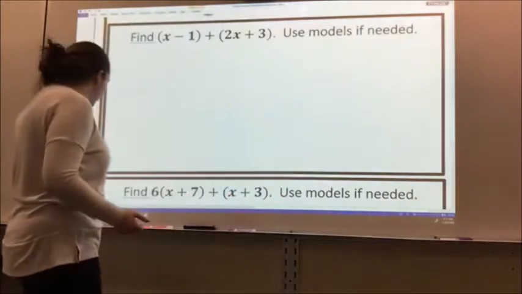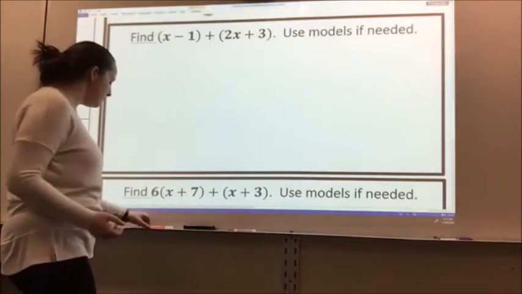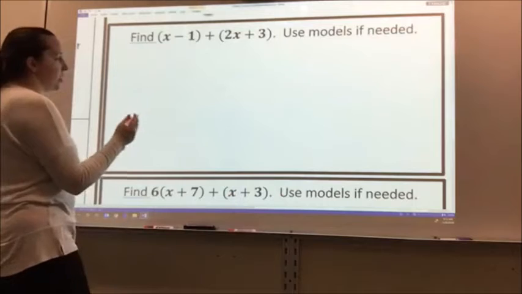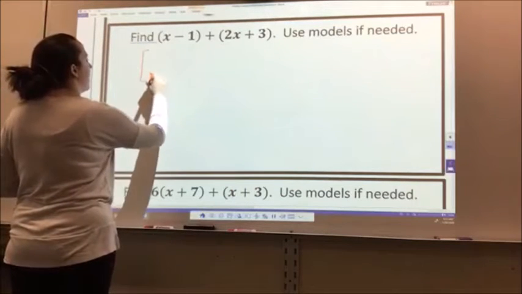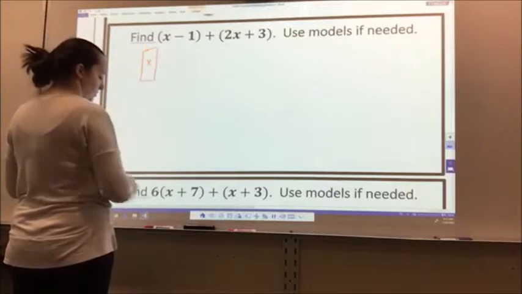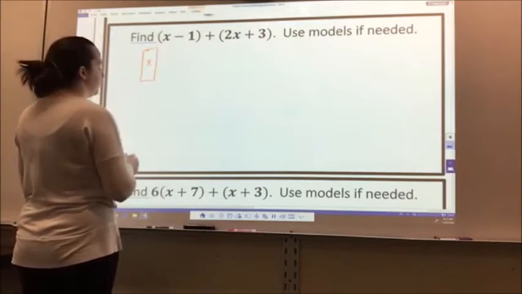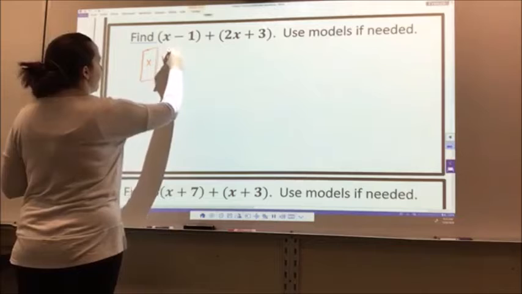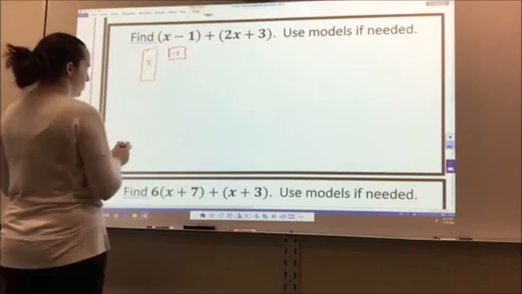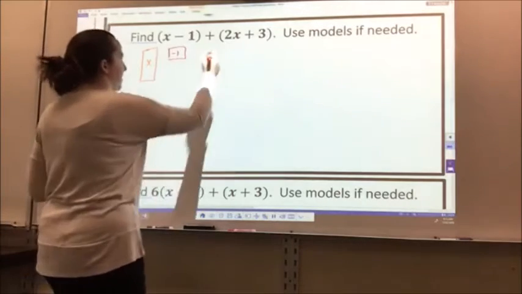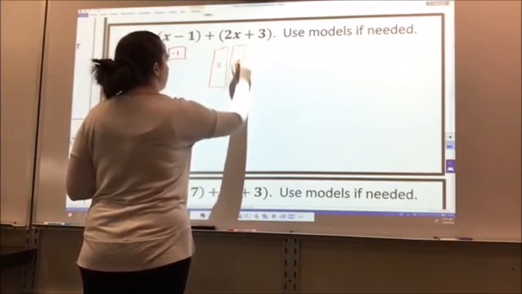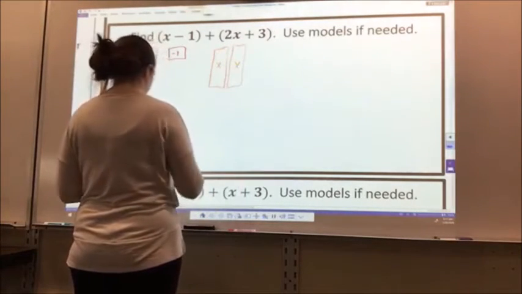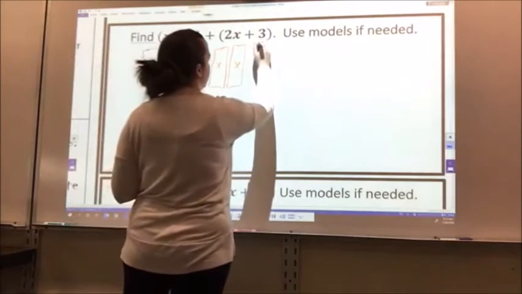So I have 4 colors. My oranges are going to be positive x's. So I have x. Red's going to be negatives. Minus 1. Okay, and then I have 2x plus 3. I'm going to use purple for 3. Positive.